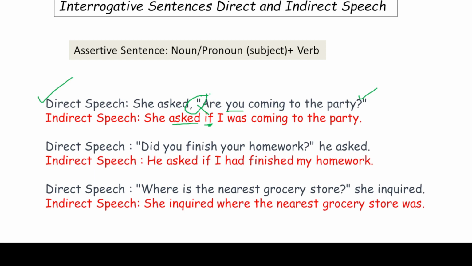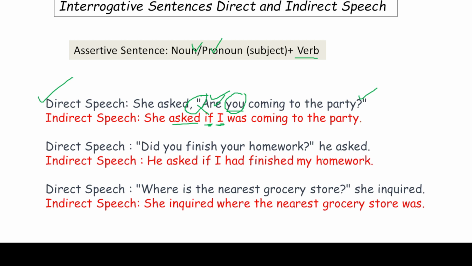Then change pronoun. Don't make a mistake, don't go to change the verb form first, because you will have to make it into assertive form. Assertive sentence is just a simple sentence which passes information, and we use noun or pronoun first in an assertive sentence and then verb form. That you will have to understand. She asked, remove commas, if, then change pronoun. Who is you? She asked, are you coming? It means she is asking me. So, if I, present to past the same, I was coming to the party. That's it, in the end, full stop.